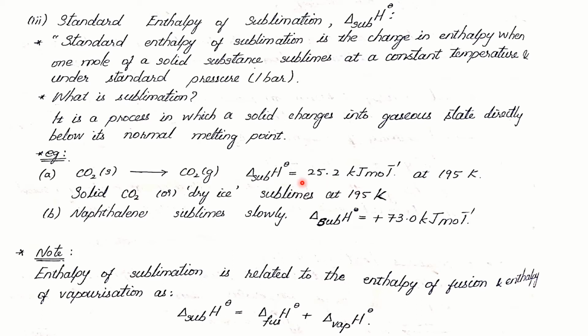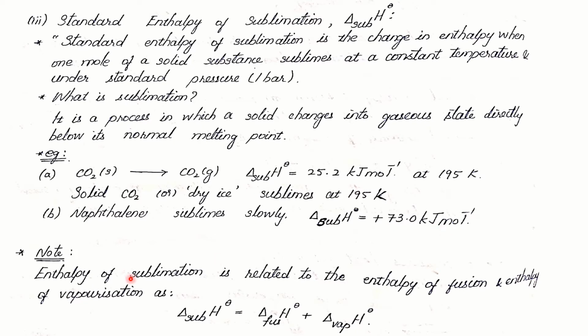So solid carbon dioxide, which is dry ice, sublimes at 195 Kelvin. We can also say that 25.2 kilojoules of heat energy is absorbed when 1 mole of solid carbon dioxide transforms into its gaseous state. Clear? Now, another example is that of naphthalene, which is an organic solid. Naphthalene sublimes, or it transforms into its gaseous state very slowly. The standard enthalpy of sublimation of naphthalene is plus 73 kilojoules per mole.